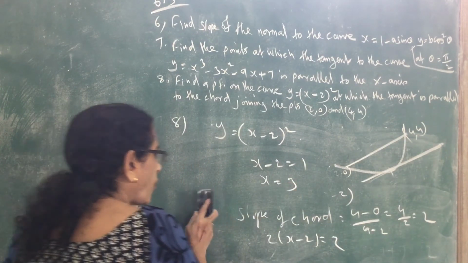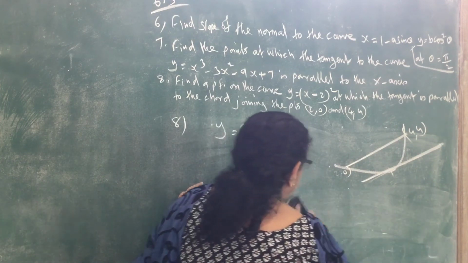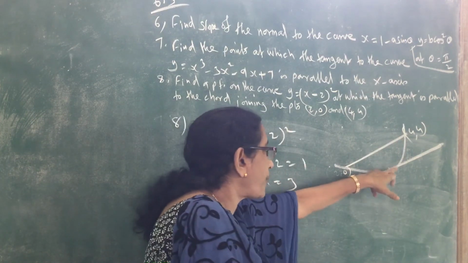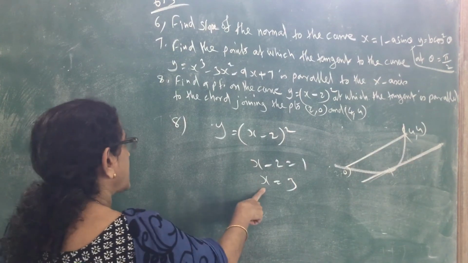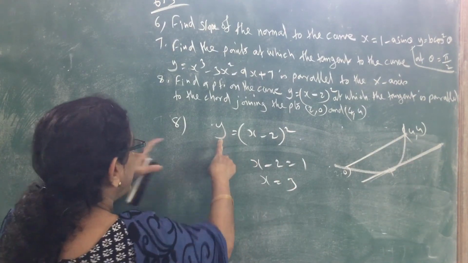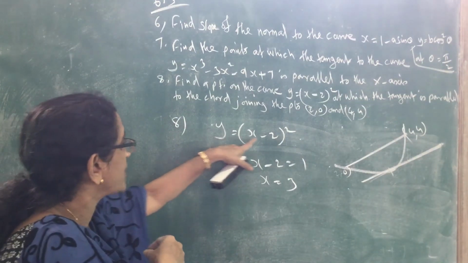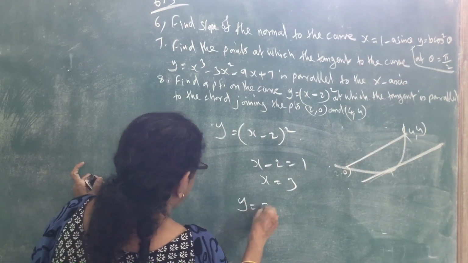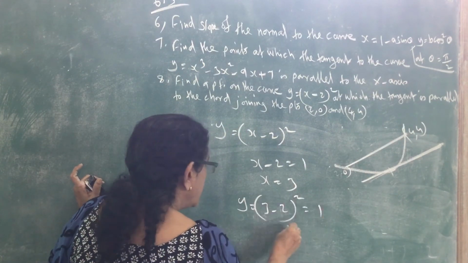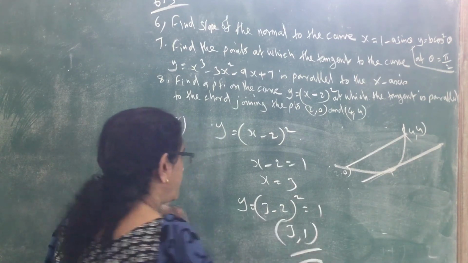So we got the x coordinate. Now we can find the y coordinate. We have to find the point on the curve. The x coordinate is 3, and we can find the y coordinate from the equation of the curve. So y = (3 − 2)², that is 1. So the required point is (3, 1) on the curve.